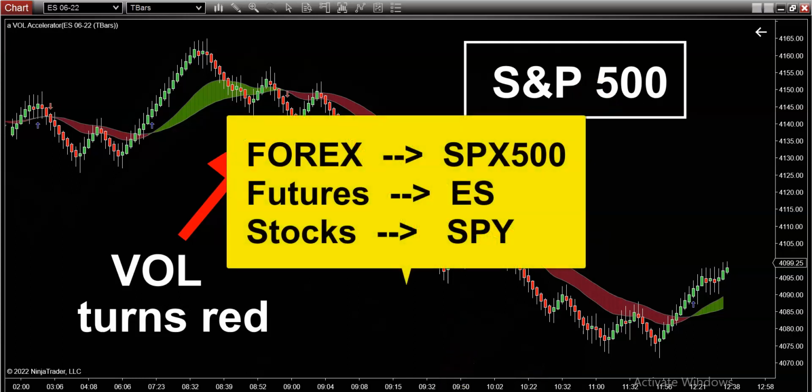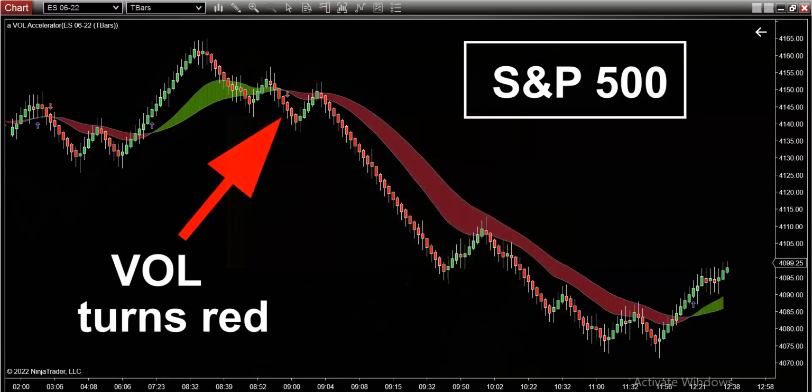If you trade Forex, your symbol is SPX 500. All right. If you trade futures, your symbol for the S&P is ES. And of course, ladies and gentlemen, if you trade stocks and options, your symbol is SPY, what they call the SPY.